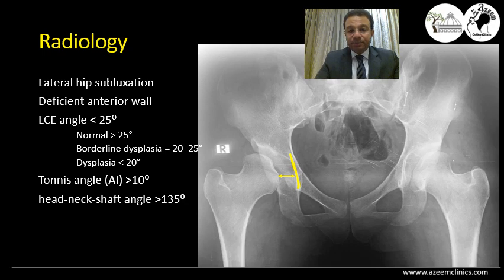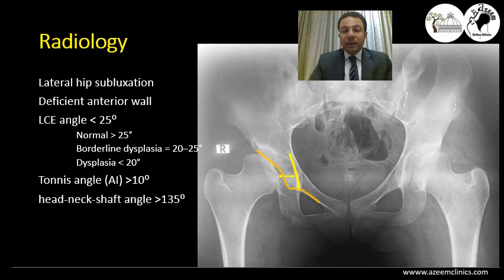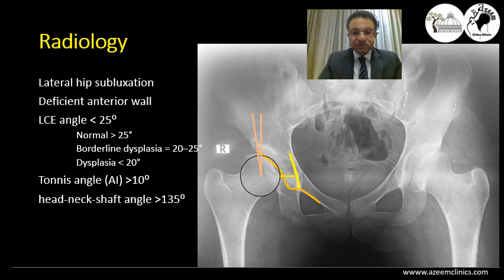Lateral hip subluxation. Usually the head is far away from what we name the teardrop or the floor line. Deficient anterior wall. The anterior wall is medial to the femoral head in severe cases. The most diagnostic angle is the lateral center edge angle, which is normally more than 25 degrees. However, in borderline dysplasia, it's between 20 and 25. In severe dysplasias, it's less than 20 degrees.